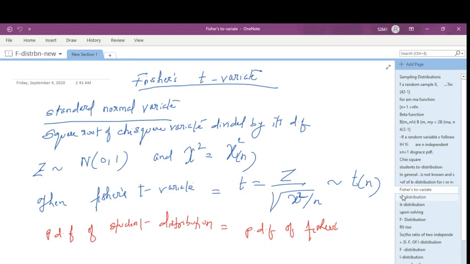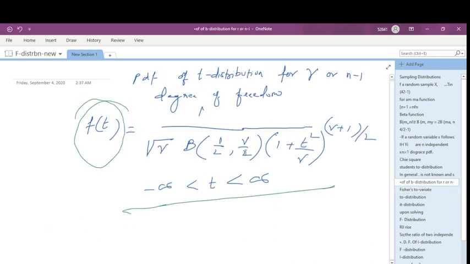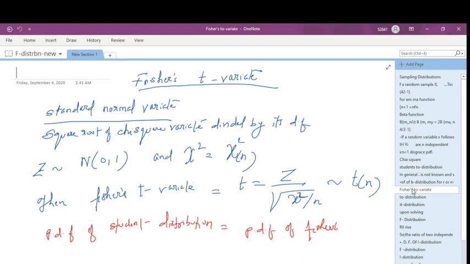Now there is one more t variate which Fisher has given, whose PDF is the same result, but the way it is defined by Fisher is the standard normal variate divided by the square root of a chi-square variate divided by its degree of freedom. So this is the standard normal variate, which we know is normally distributed, and the chi-square variate with n degrees of freedom.